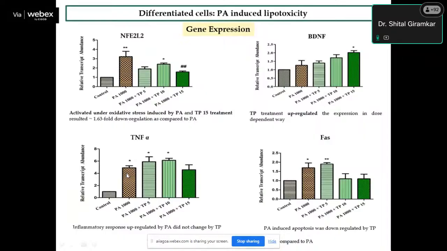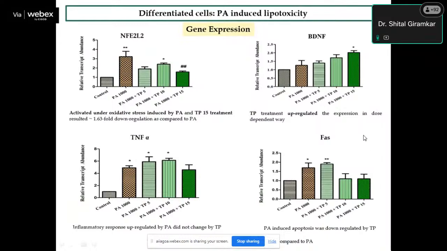In case of inflammation, TNF alpha, the inflammatory response was upregulated by palmitic acid but did not change with the AAA treatment. And FAS, which is an apoptosis marker, PA induces apoptosis in all the groups, and there was a down regulation at AAA's highest concentration.